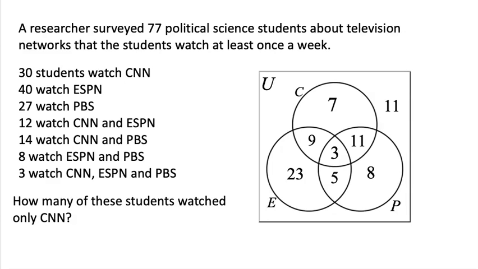Our next question, how many of these students watched only CNN? Only CNN, so CNN and not another network. Well, CNN consists of these 4 regions. Which one is only CNN? Just that. Now, how do we express only CNN using set notation? C and, or intersect, not E, and not P. C intersect E complement intersect P complement, which is just going to give us the 7 that we mentioned for that section, only watching CNN.